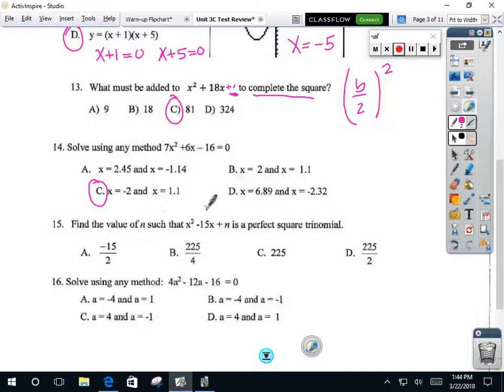If you don't know how to do it that way, which I'm hoping you do, you can do the quadratic formula and it will give you those two answers. But with only 45 minutes, you need to try to graph as much as you can and save time and not spend all your time doing the formula.